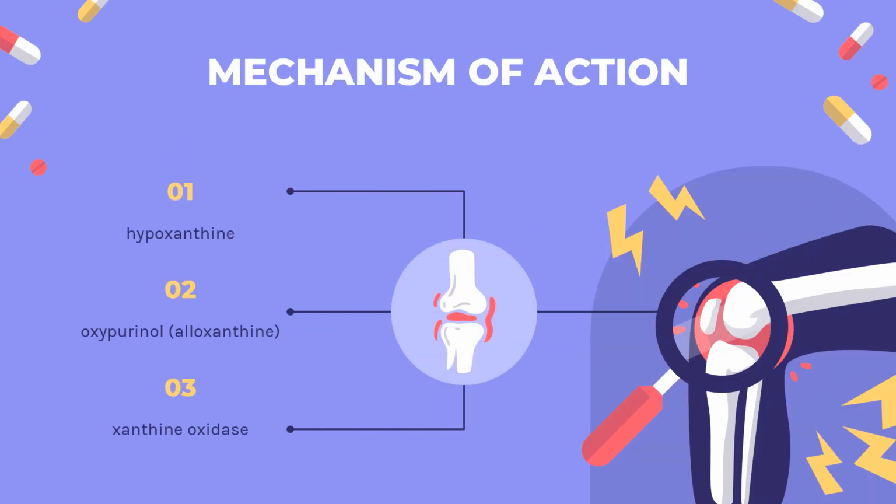Mechanism of action. Allopurinol is a structural analog of the natural purine base, hypoxanthine. After ingestion, allopurinol is metabolized to its active metabolite, oxypurinol (alloxanthine), in the liver, which acts as an inhibitor of xanthine oxidase enzyme. Allopurinol's active metabolite inhibits xanthine oxidase, the enzyme that converts hypoxanthine to xanthine and xanthine to uric acid. Inhibition of this enzyme is responsible for the effects of allopurinol.